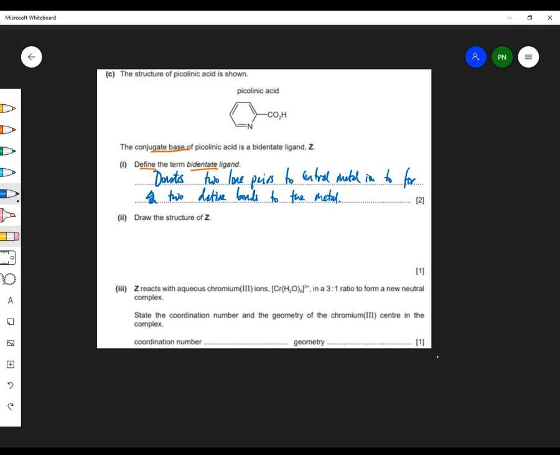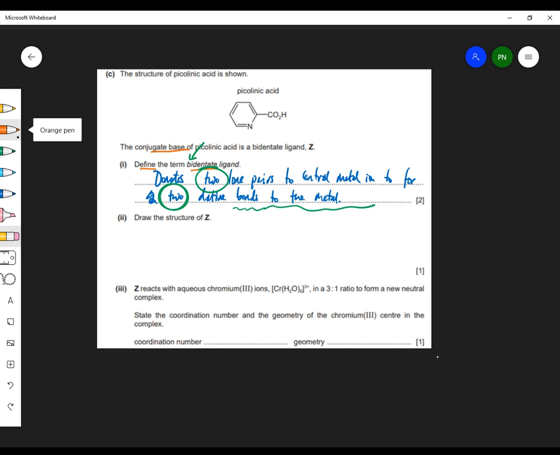Okay, what did we do in the exam? Very, very many of you forgot there was 2 there. There's got to be 2 because it's bidentate. And you didn't say it forms 2 dative bonds. And you've also got to say to the central metal ion. Okay, that's very important. So draw the structure of Z.